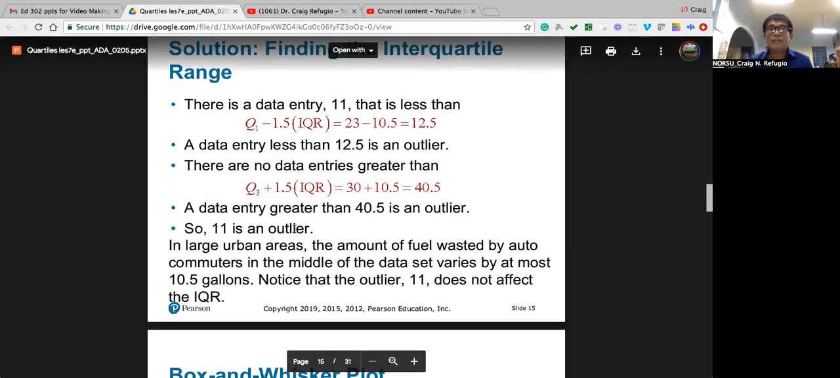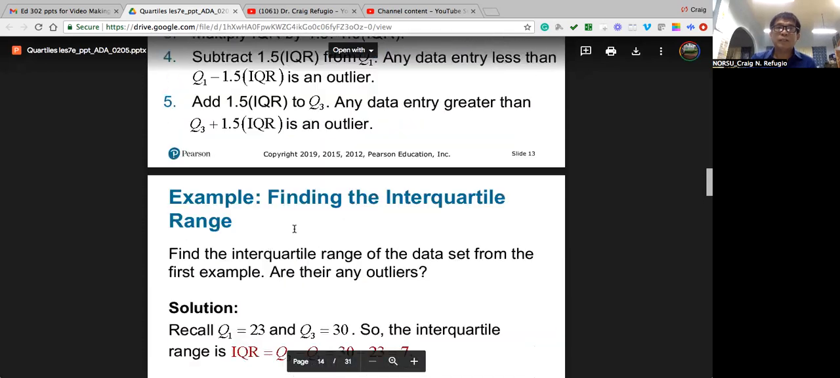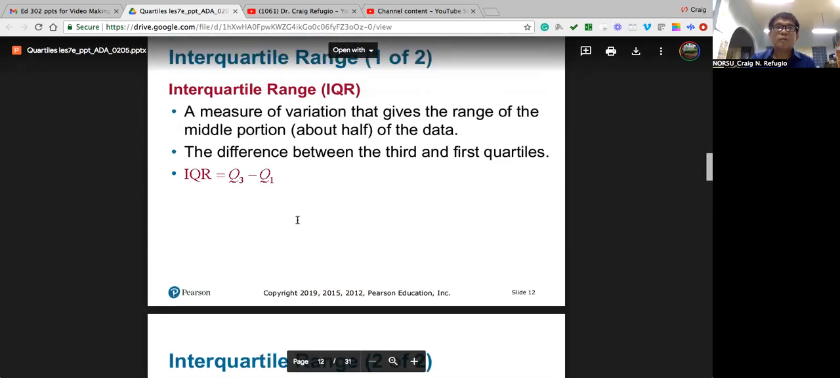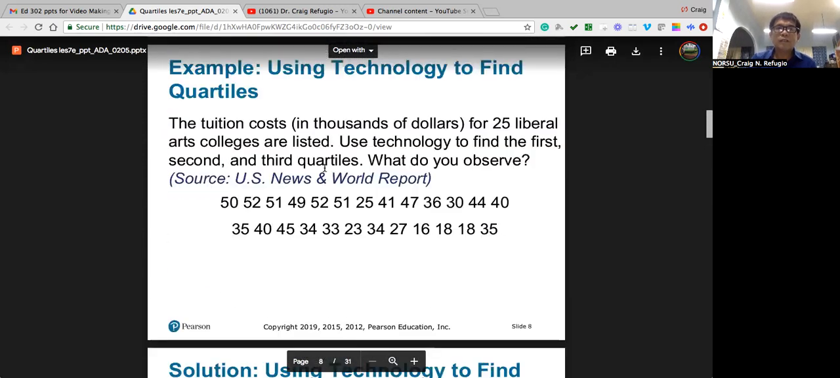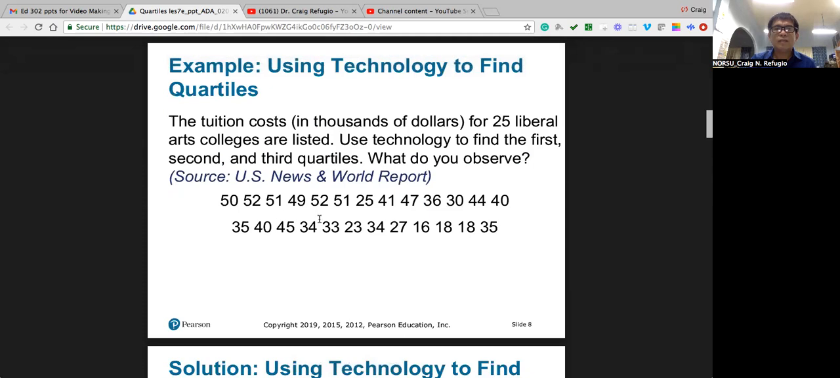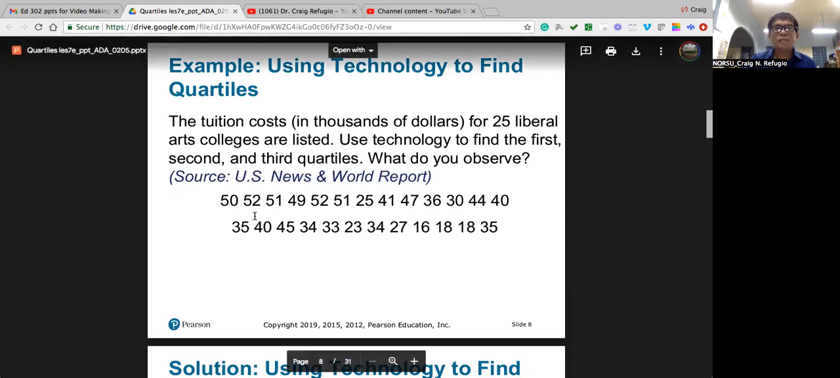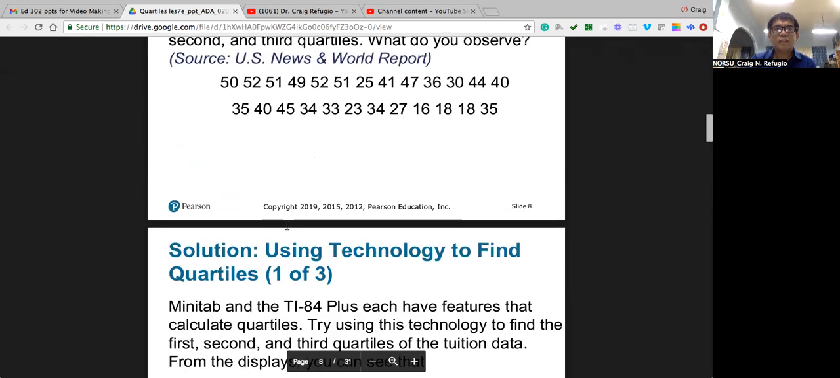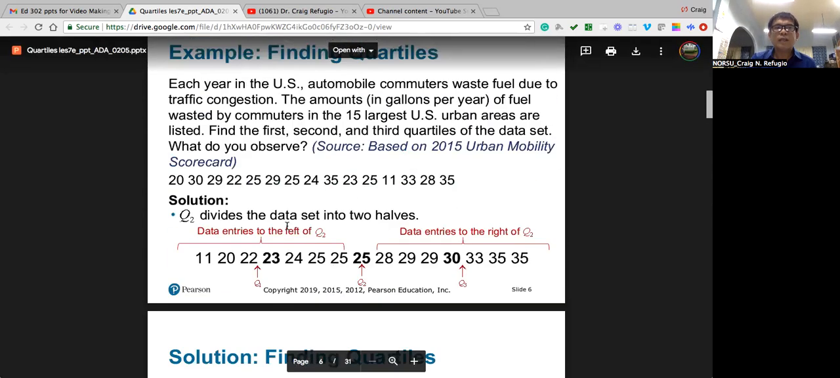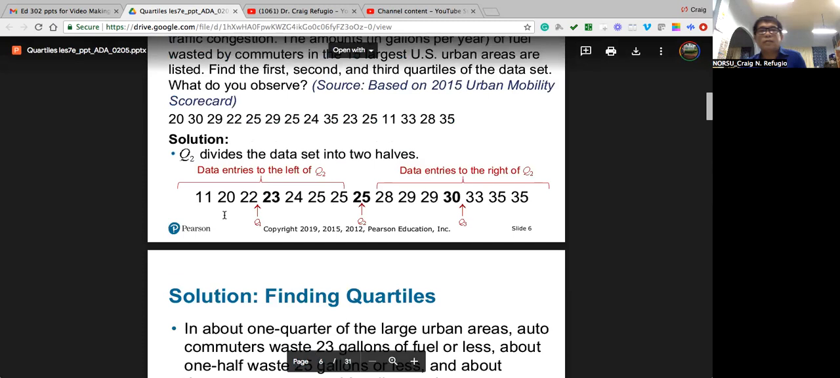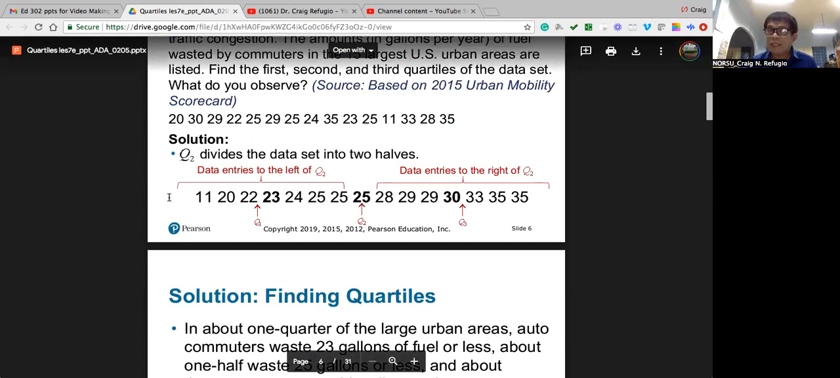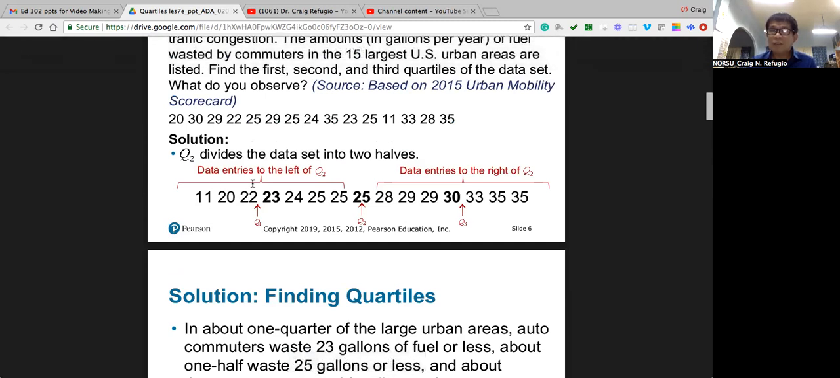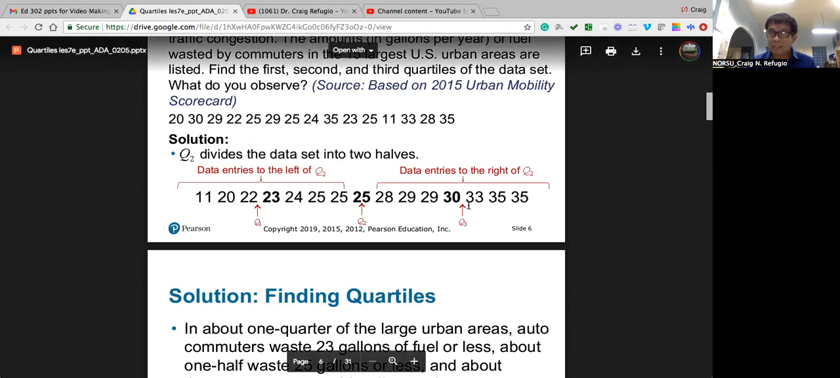So 11 is an outlier. If you look at the data, you can find the original data here. This is the data: 11, 20, 22, 23, up to 35. If you look at 11, this is actually a small value in comparison to the majority of the data. So we classify 11 as an outlier.